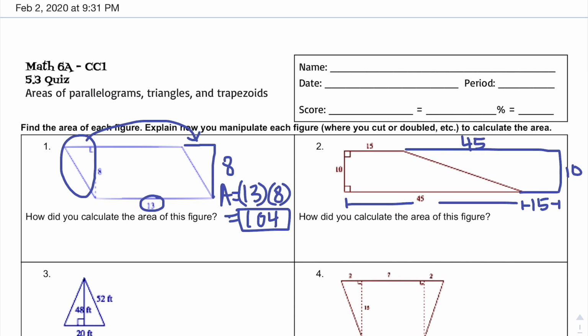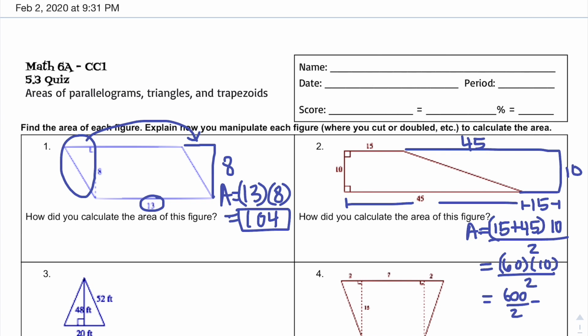So to calculate the area of this figure, you would take the area of 15 plus 45, multiply by the height and divide it by 2. So when you have that, that would be 60 times 10 divided by 2. 600 divided by 2 gets you 300. I'm going to have to shrink that up so that we can show the work for number 4 later.